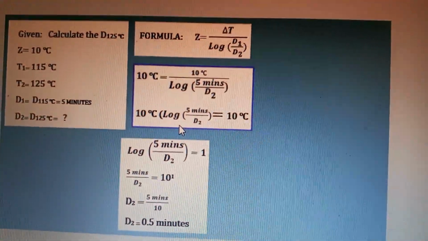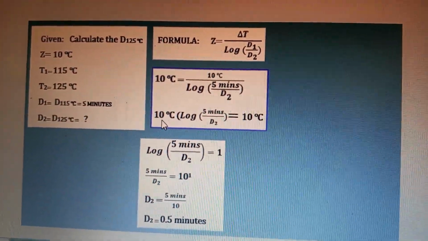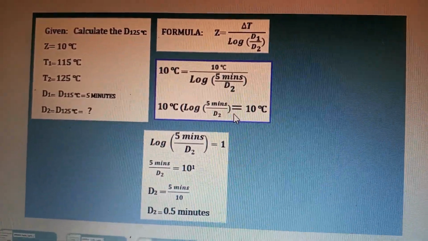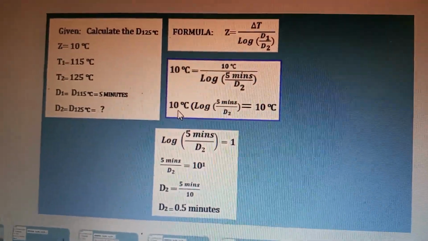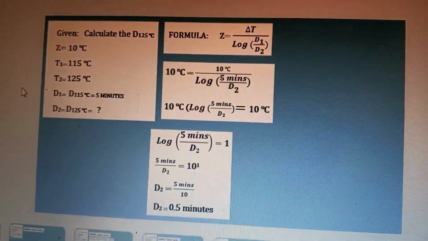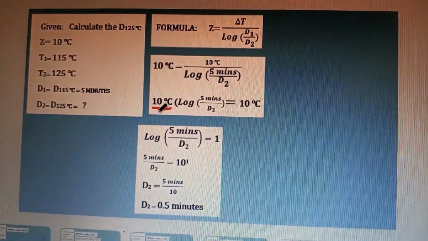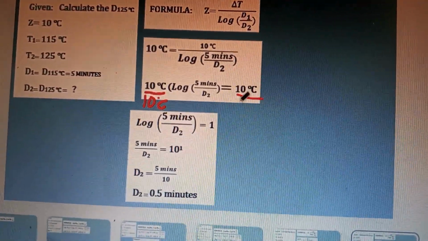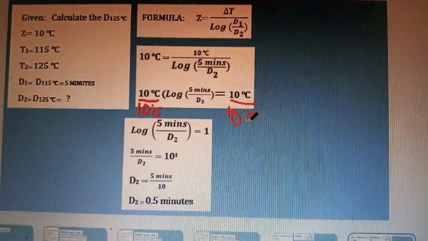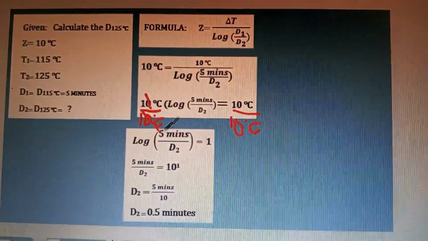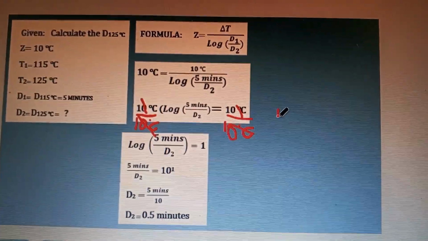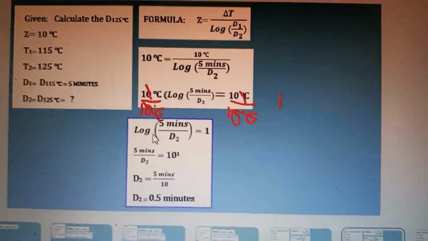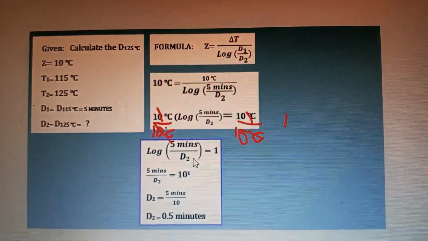So first, multiply 10 degrees Celsius by log of 5 minutes over D2, which is equal to 10 degrees Celsius. To cancel out the 10 degrees Celsius, we need to divide both sides by 10 degrees Celsius. The right side will become 1. So log of 5 minutes over D2 is equal to 1.